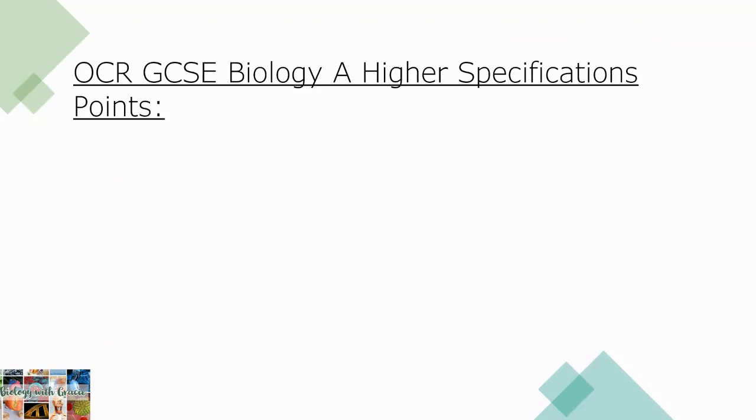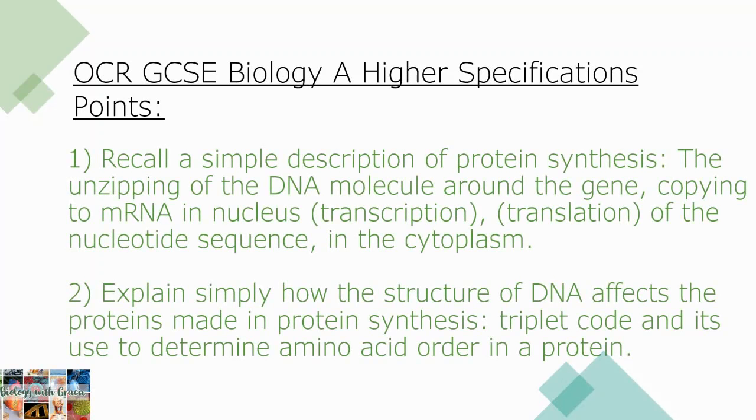Okay, so now we're going to move on to the Biology A Higher further specification points. Number 1 is to recall a simple description of protein synthesis, the unzipping of the DNA molecule around the gene, copying to mRNA in nucleus, transcription, translation of the nucleotide sequence in the cytoplasm. And number 2, to explain simply how the structure of DNA affects the proteins made in protein synthesis, triplet code, and it's used to determine amino acid order in a protein.